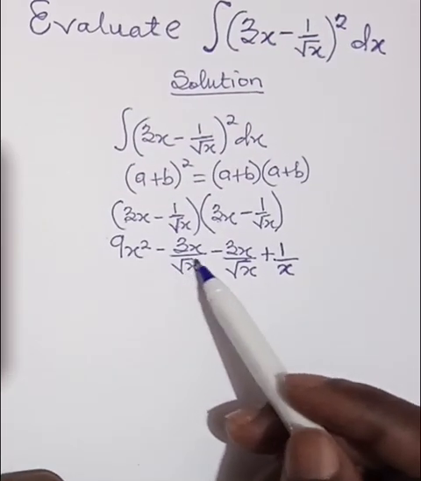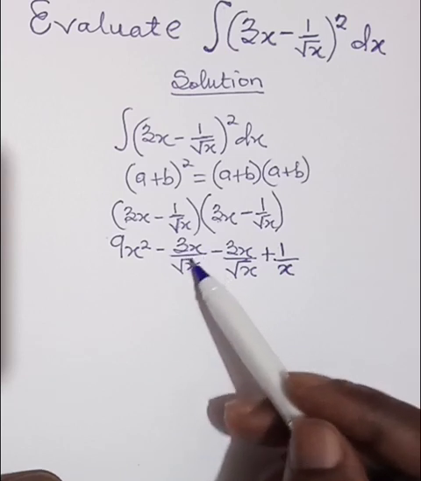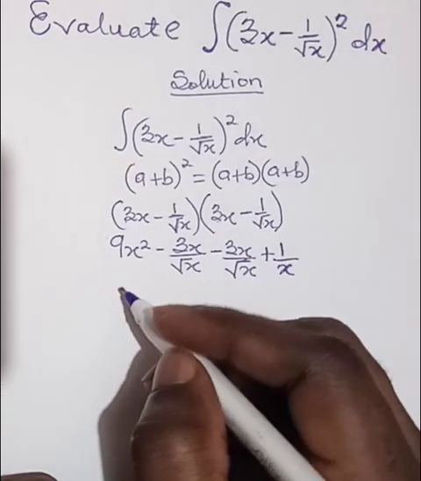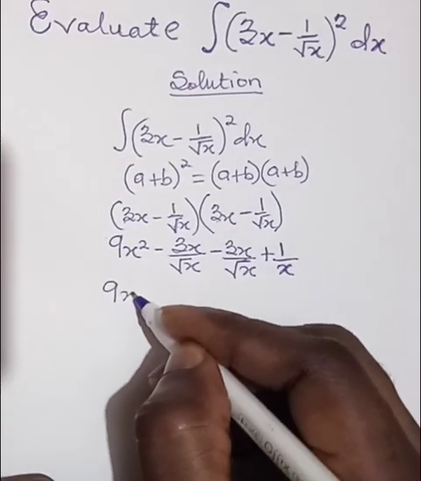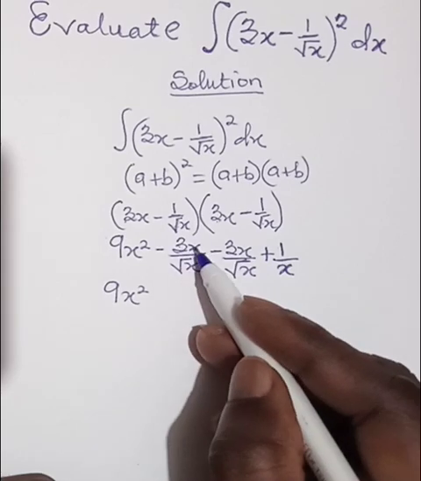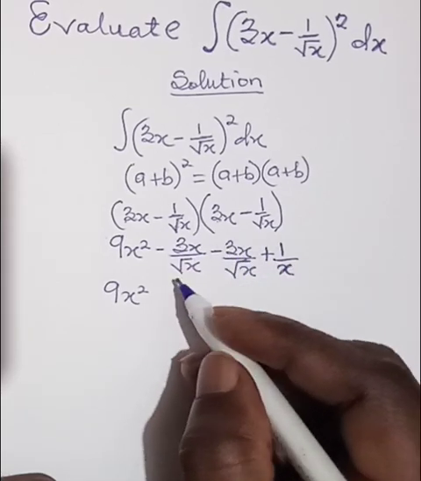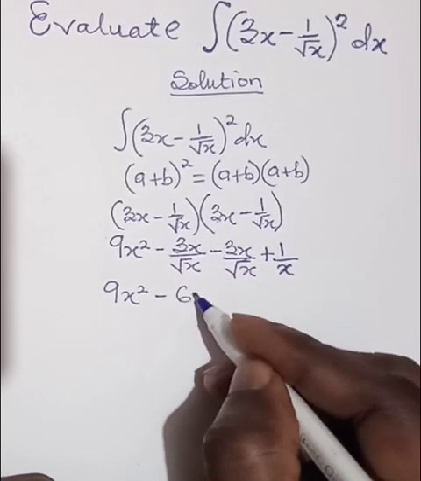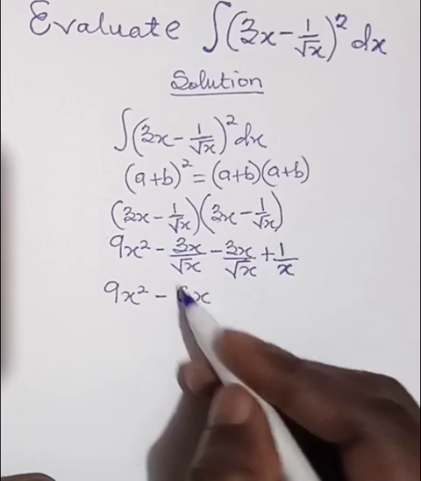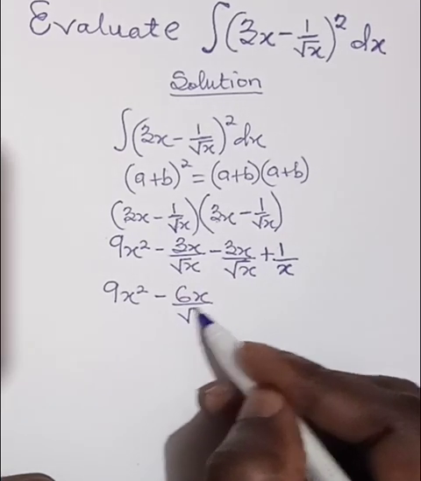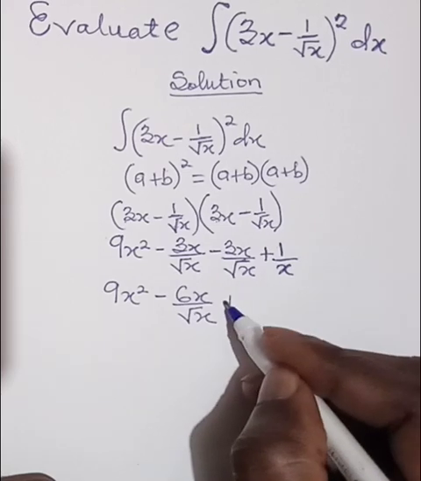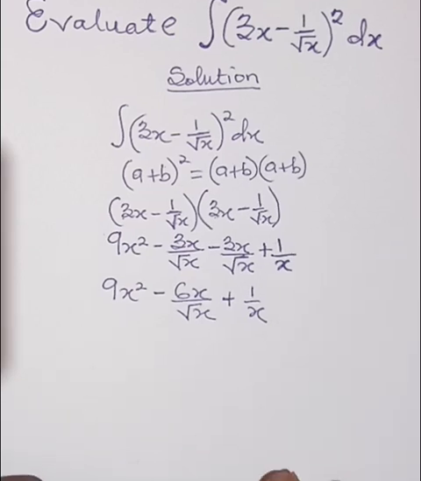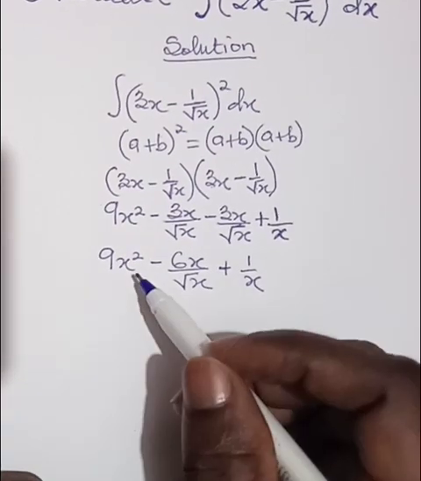Now let's further simplify this, because we have this and this. Since they are the same, we can add the two. Therefore, I can write it as 9x squared. So 3x plus 3x gives me 6, but because they are all negative, I'm getting negative 6x all divided by square root of x, plus 1 on x. Great. So we are moving on gradually.